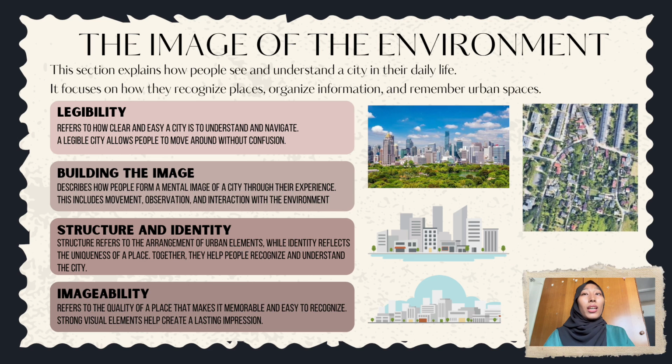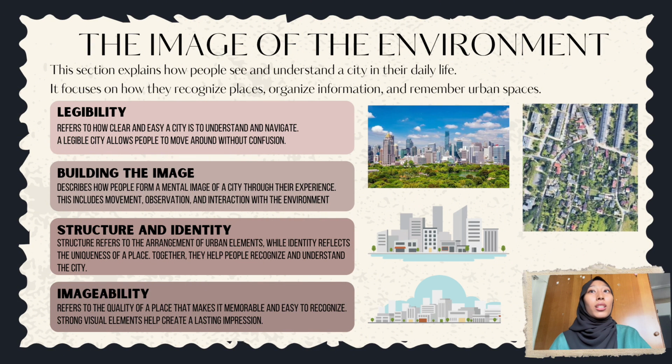For the next slide, I will explain the image of the environment. This section explains how people see and understand a city in their daily life. It focuses on how they recognize places, organize information, and remember urban design. First is legibility. It refers to how clear and easy a city is to understand and navigate. A legible city allows people to move around without confusion.